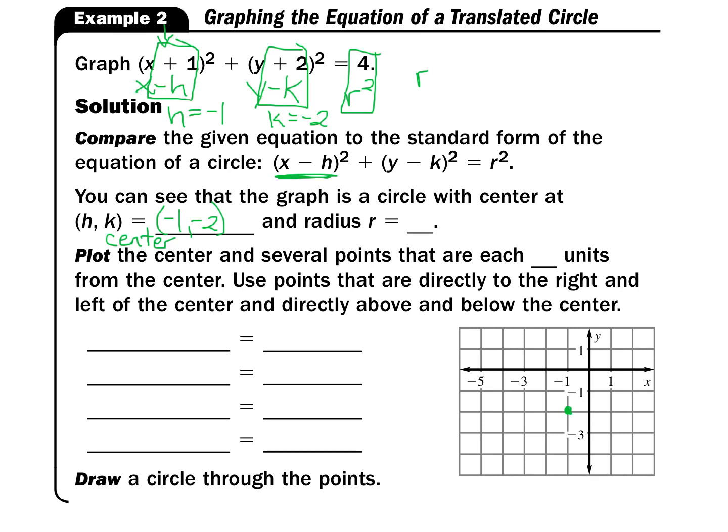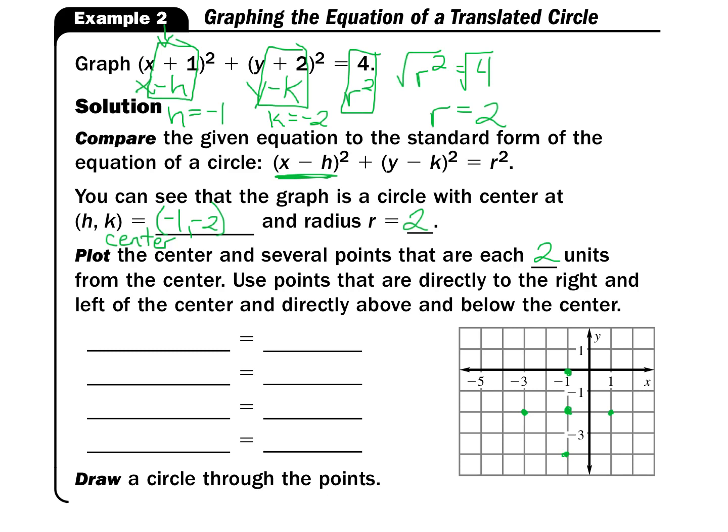And the radius: r squared is equal to 4. If I take the square root of both sides, r is equal to 2. So we have a radius of 2. Plot the center and several points that are each 2 units away. If the radius is 2, we go 2 units in any direction from our center at negative 1 comma negative 2. So we go 2 units up, 2 units to the right, 2 units down, and 2 units to the left.